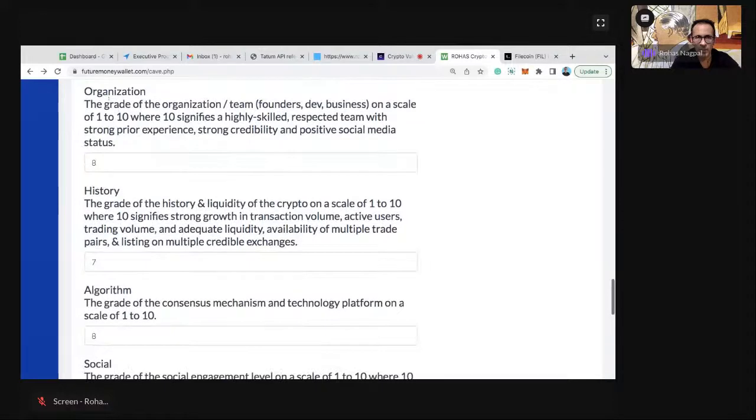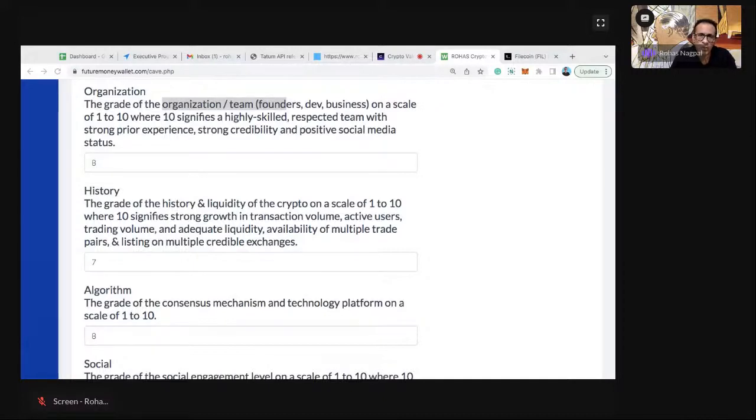Now we come to the first parameter, which is the organization. We have to rate the organization or the team behind this project. Now, in crypto, there are many projects which are anonymous. I would strongly advise we should stay away from them because we don't know if it's a fraud or real. If we really don't know who's running a project, I wouldn't trust it.